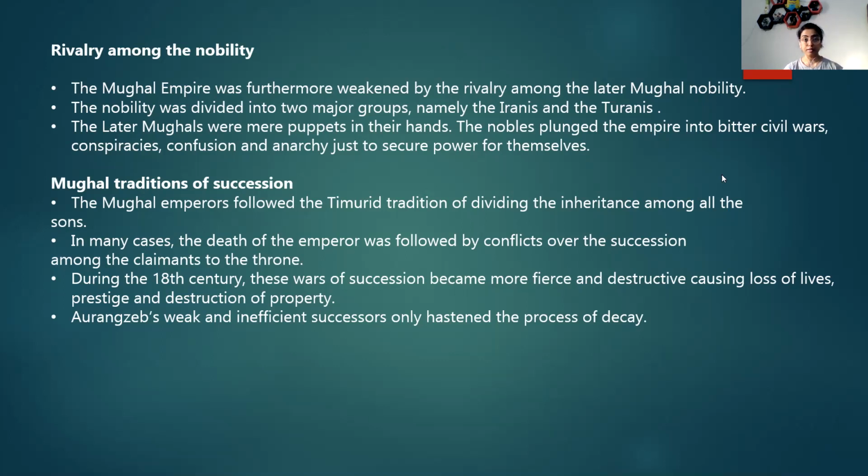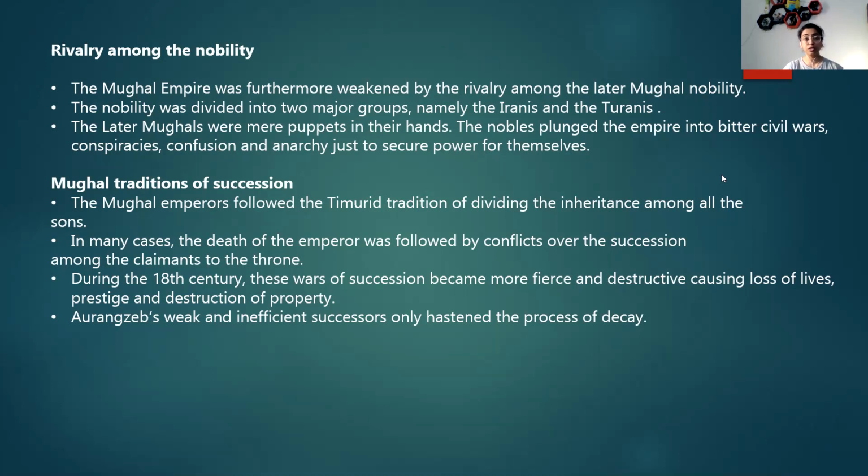Coming to the sixth reason, Mughal traditions of succession. Now we all know how the kings used to succeed. The tradition of succession, we all know, right? If the father dies, the son comes. If that son's time is over, again that person's son will become the king. So that is the tradition of succession. Now this tradition of succession also became a reason for the decline of the Mughal Empire.